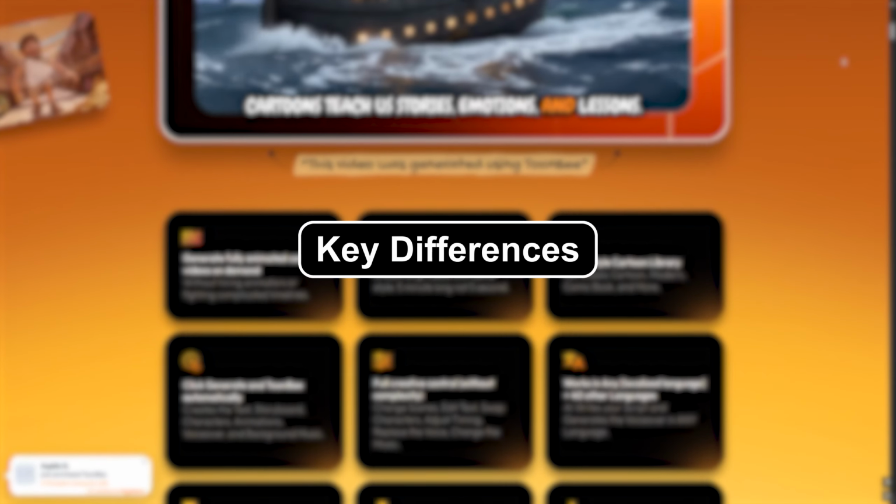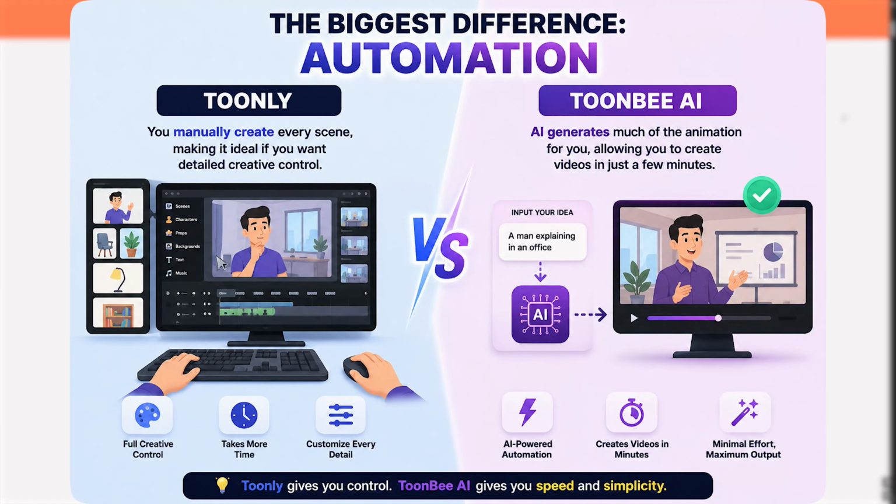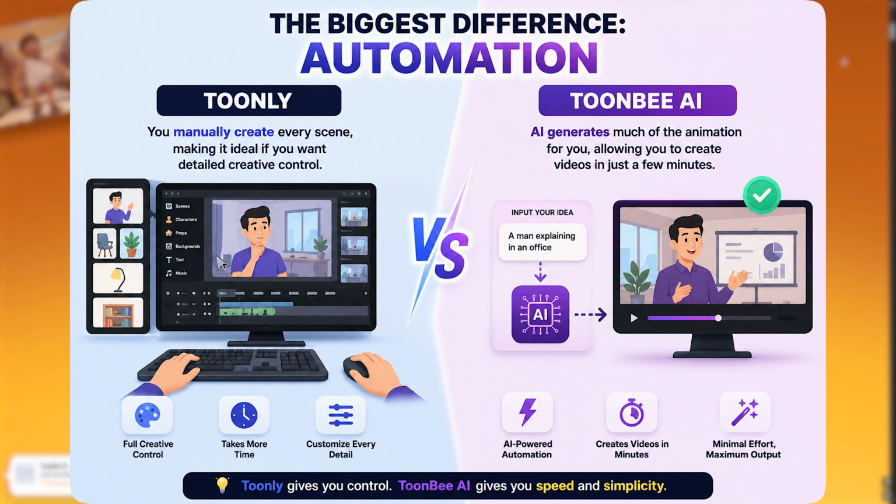Key differences. The biggest difference is automation. With Toonly, you manually create every scene, making it ideal if you want detailed creative control. ToonBee AI handles most of the work, allowing you to create videos in just a few minutes.